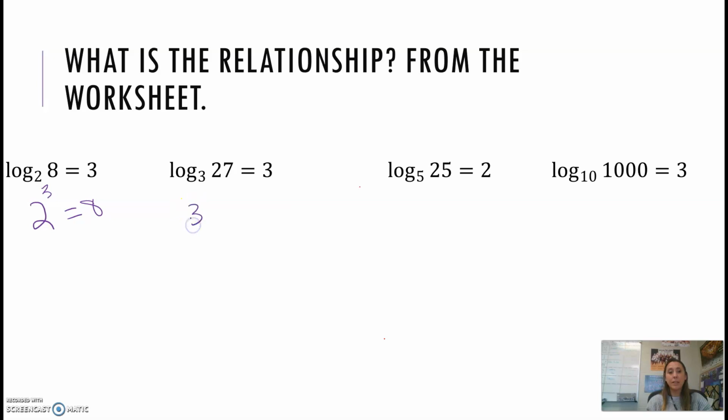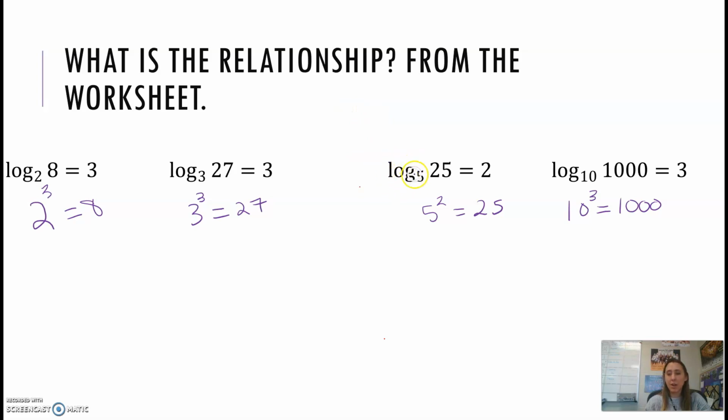And then it does it for every single one. So we have 3 to the third equals 27. Then we have 5 squared equals 25. And then we have 10 cubed equals 1,000. So we figured out that pretty simply. So we're going to use that. We're going to kind of see this. And one thing that I wanted to point out is how you read this.